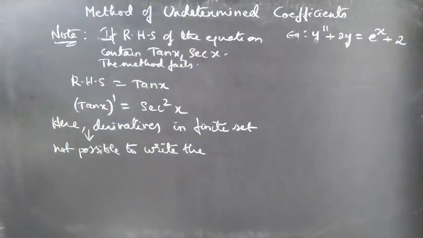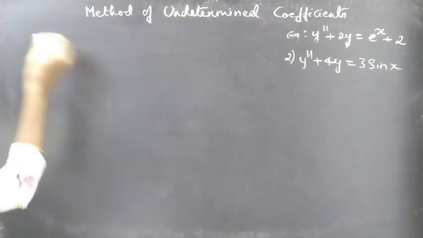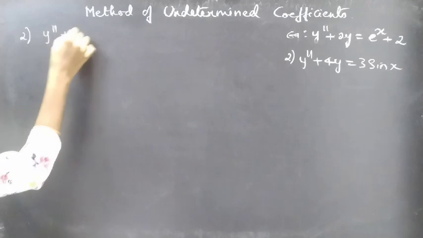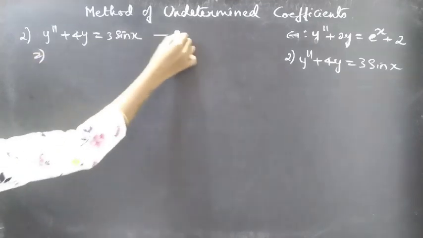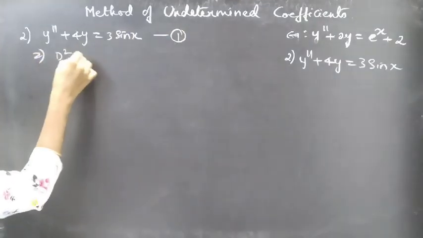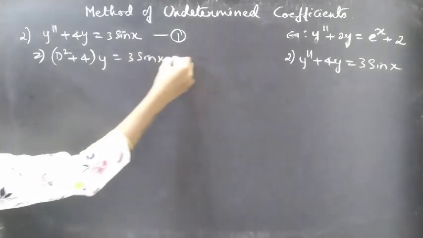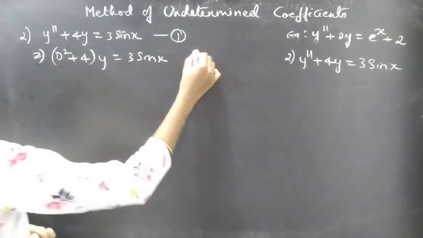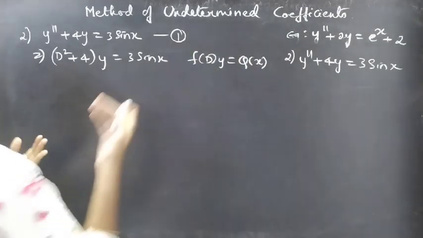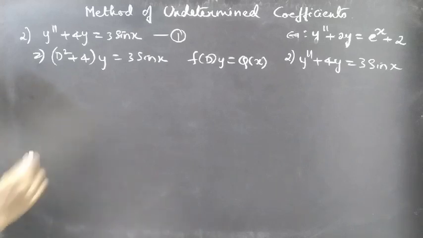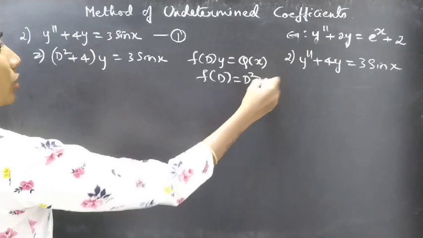Now let's see one more example. Let's solve the second problem. Y double dash plus 4y equal to 3 sin x, right? Consider it as equation 1. We can write this as d square plus 4 into y equal to 3 sin x, which is an operator form, say f of d into y equal to some function of x. The RHS part you can write either as q of x or r of x. Now we have f of d equal to d square plus 4.